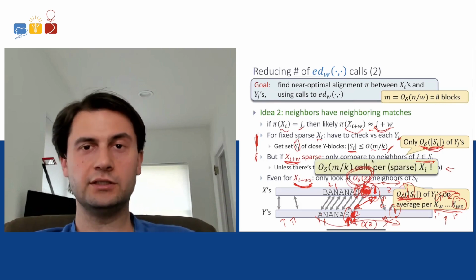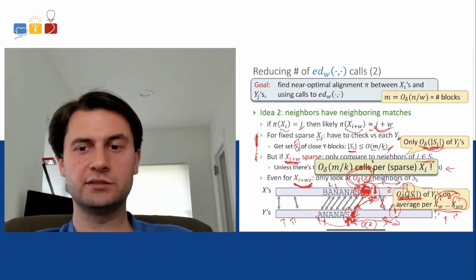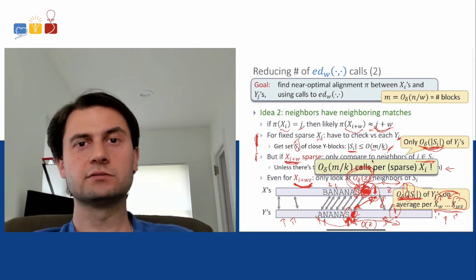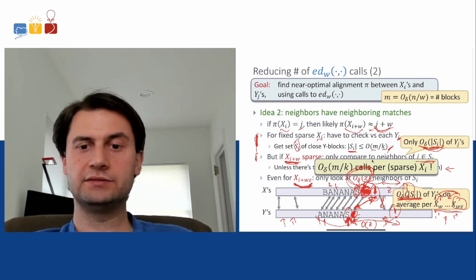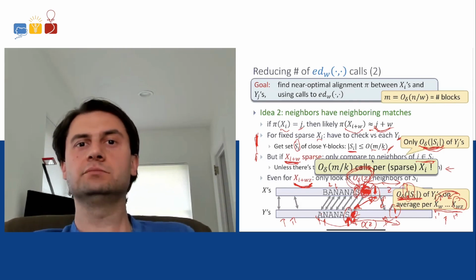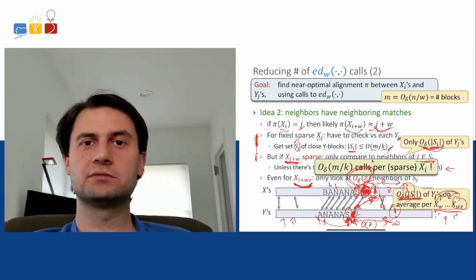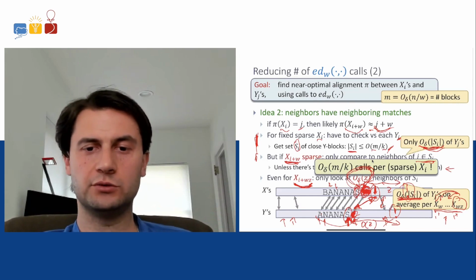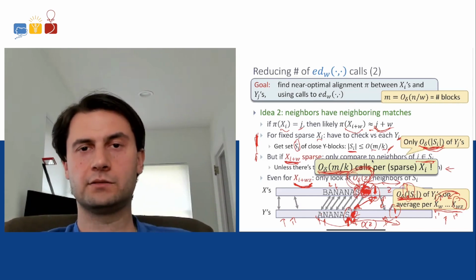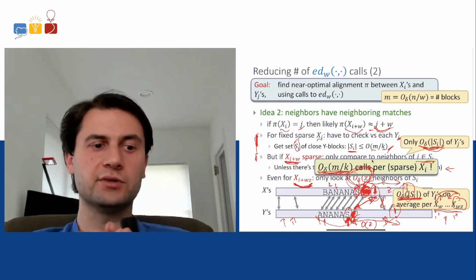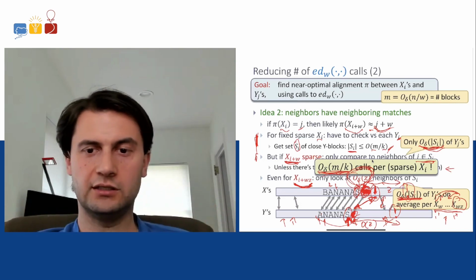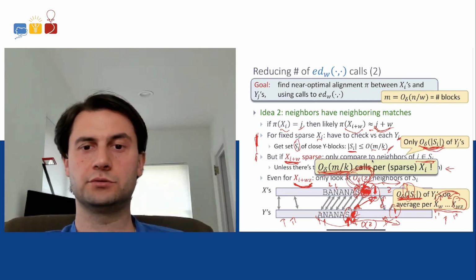The conclusion of this discussion is that now for every sparse XI, on average, the number of calls to the edit distance that needs to be done is order of the size of its Y blocks which are close to it, which we said by definition of sparse is only proportional to MK. So this means that the larger number of centers we take, the fewer calls we need to do.